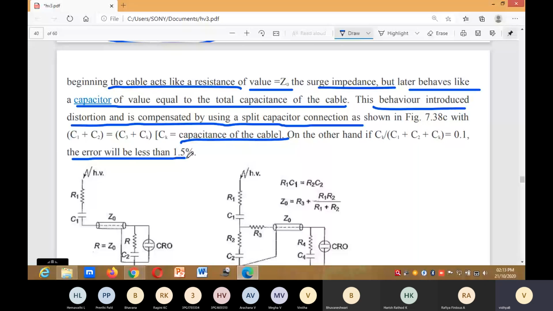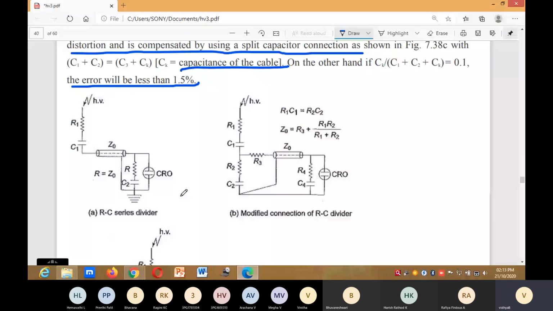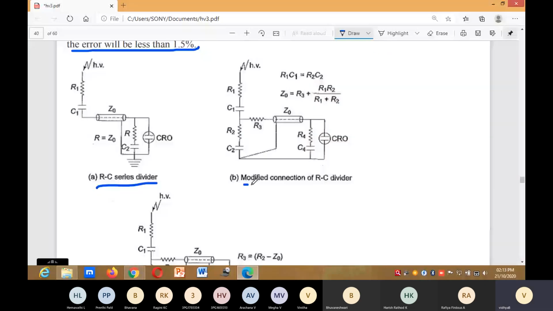This is the RC series divider, a modified connection of the RC divider. R1 C1 is equal to R2 C2, and Z0 is equal to R3 plus R1 R2 divided by R1 plus R2.